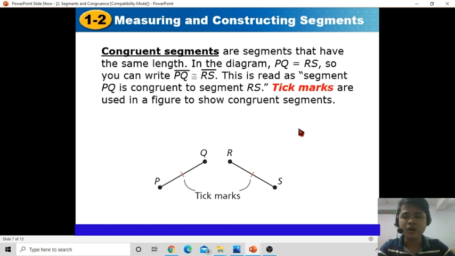Okay, let's proceed to congruent segments. Congruent segments are segments that have the same length. Okay, kapag same yung length, ang tawag sa kanila are congruent segments.